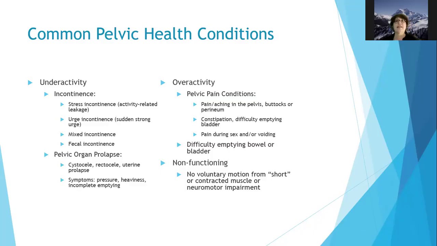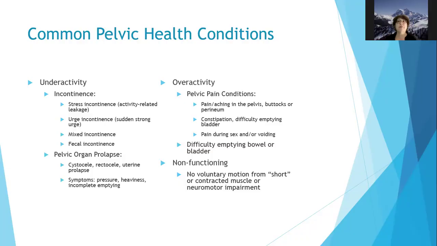For overactivity, a lot of pelvic pain conditions cause overactivity. And in the textbook, you'll see where they talk about how to down train the pelvic floor muscles. We're going to talk more about that in lab. So pelvic pain conditions can cause pain or aching in the pelvis, buttocks, or perineum, constipation or difficulty emptying the bladder, or pain during sex or pain during voiding. And with an overactive pelvic floor, you can have difficulty emptying the bowel or bladder.